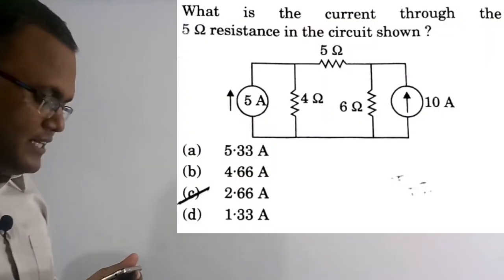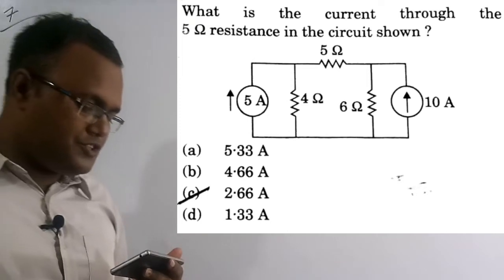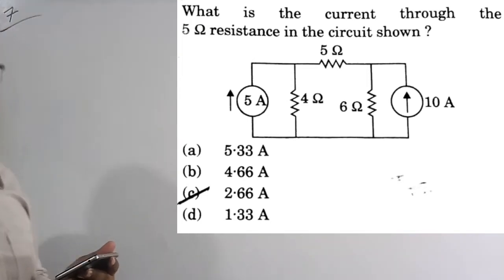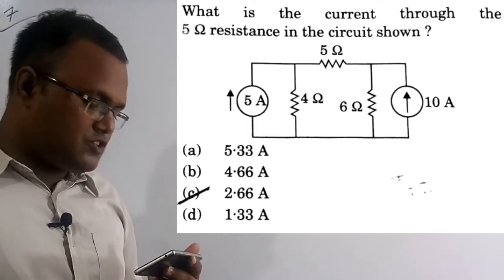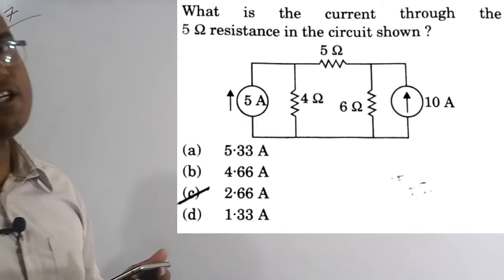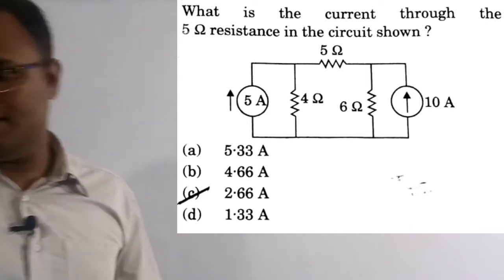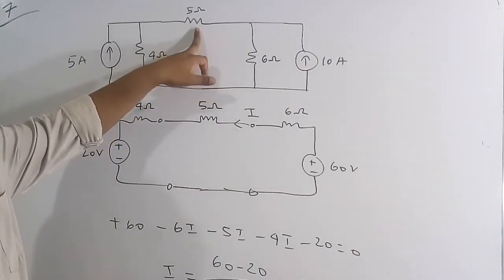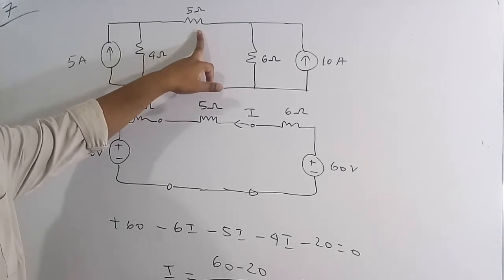So now we are going to solve the seventh question. See the question here. What is the current through the 5 ohm resistance in the circuit shown? So in this 5 ohm resistance we need to find the value of the current in this circuit. What are the four options? Option C, 2.66 ampere, is the correct solution of this question. So let's solve this numerical. For this circuit diagram we need to find the current in this 5 ohm. Only the magnitude value we need to figure out.